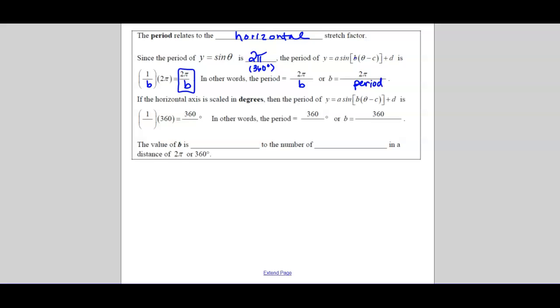So sometimes we'll give you some information in words, and you have to come up with the equation. So if we tell you the period is 4 pi, you can come up with the b value, right? So 2 pi divided by 4 pi will be a half. If it's degrees, it's still the same thing, divided by b, but it's 360 degrees.